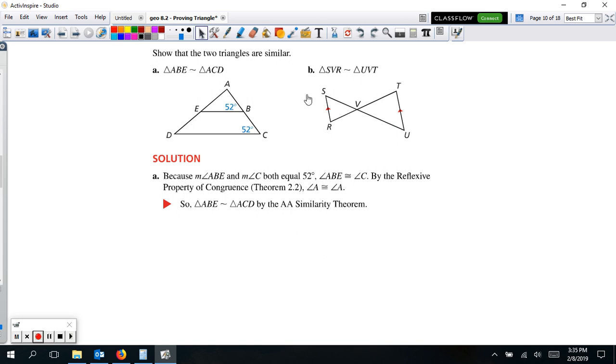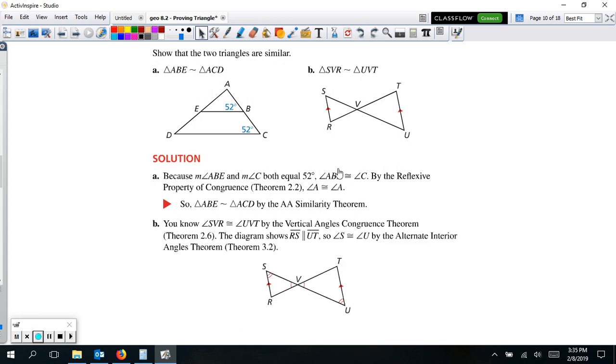On this letter B, we can see that these are parallel. It's showing us the parallel marks with the little arrows. That tells us it's always parallel. And we have kind of an X situation here, so that's creating vertical angles, and vertical angles are always congruent. So right there we know these two angles are going to be congruent. So we can do that first. We can state, because of the vertical angle congruence theorem, that the angle on each side of this V is going to be congruent. So that's what it's saying there. SVR is congruent to UVT.